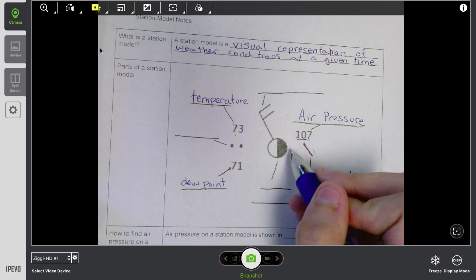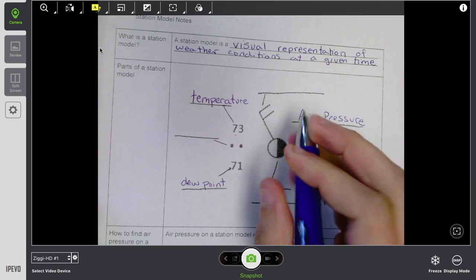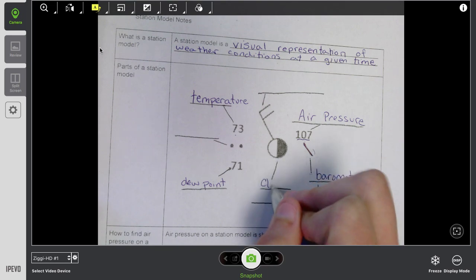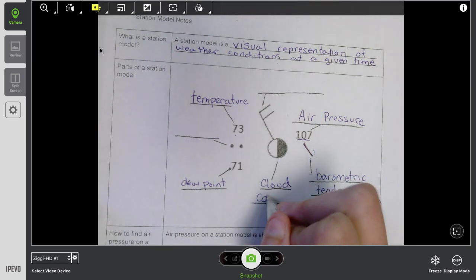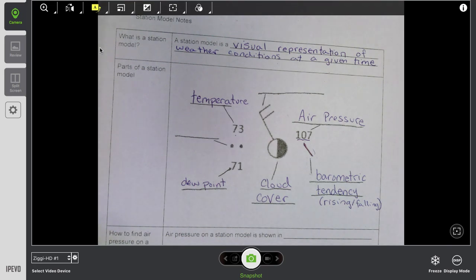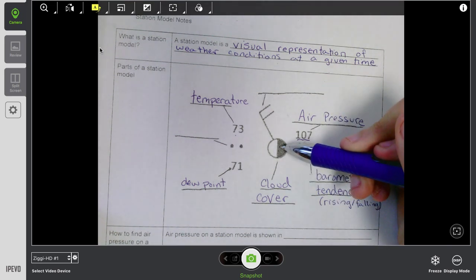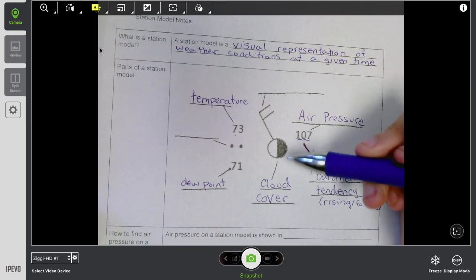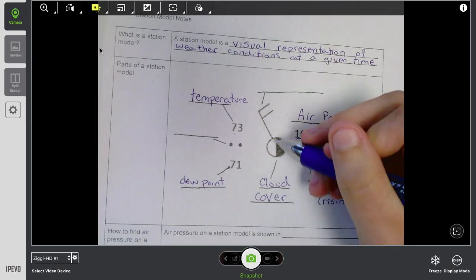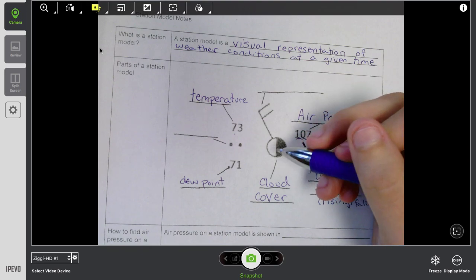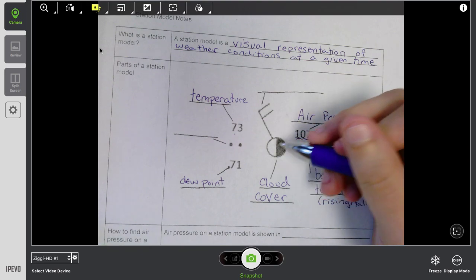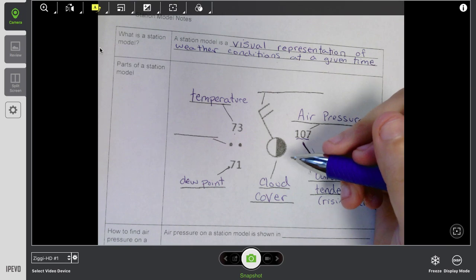This circle is the central part of any station model. They're all going to start with a circle. And however much that circle is shaded in is cloud cover. So if it's half shaded in like this circle, it is half cloudy. About 50% of the sky is cloudy. If it were all the way shaded in, that would be overcast. If it's not shaded in, that is clear.